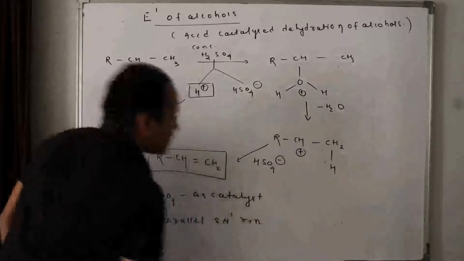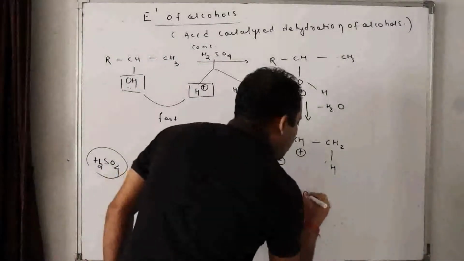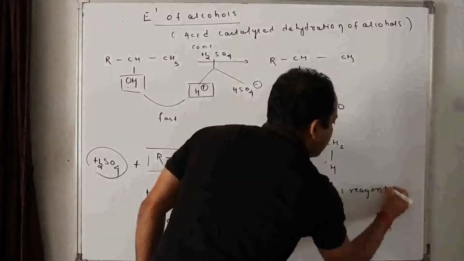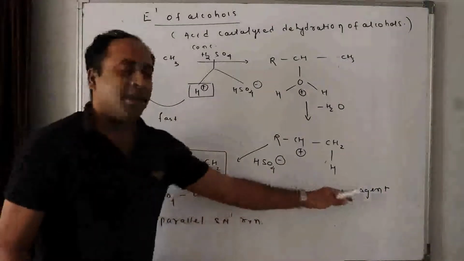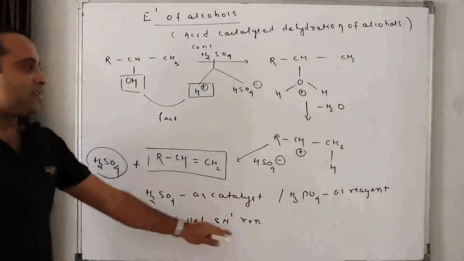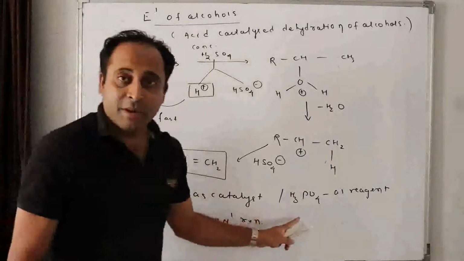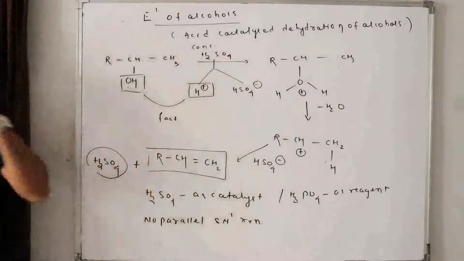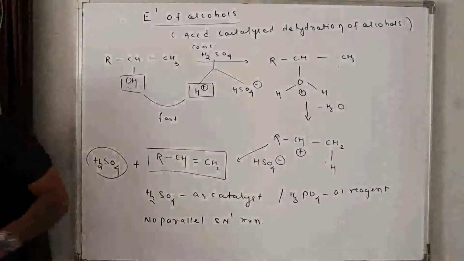Here, no parallel SN1 reaction. Not only H2SO4, you can also use H3PO4 as a reagent. There is no parallel SN1 reaction. Okay? It came in JEE about H3PO4. Which of these can dehydrate the alcohols? The answer option was H3PO4.